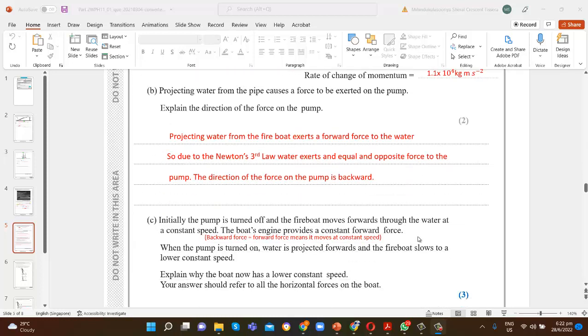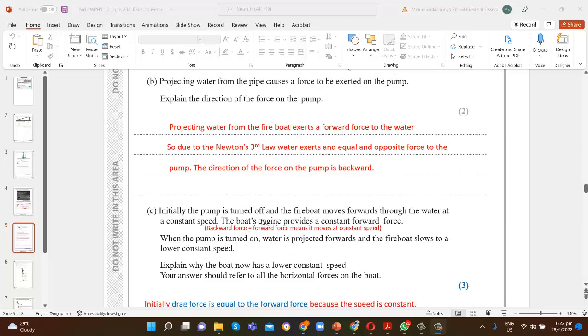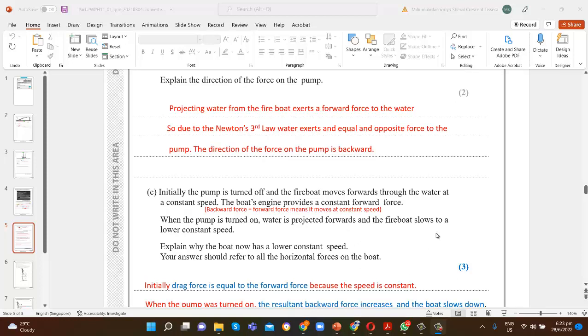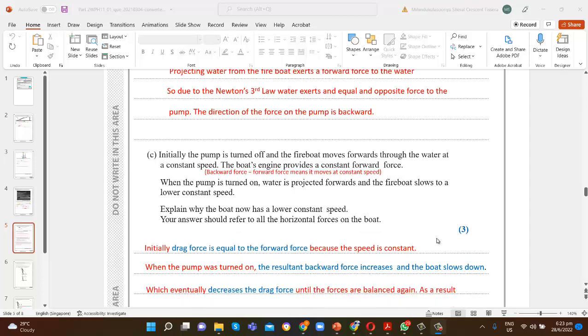And part C: initially the pump is turned off and the fireboat moves forwards through the water at a constant speed. The boat's engine provides a constant forward force. So you know backward force equal to forward force means it moves at constant speed. When the pump is turned on, water is projected forwards and the fireboat slows to a lower constant speed. Explain why the boat now has a lower constant speed. Your answer should refer to all the horizontal forces on the boat. So they are given 3 marks.